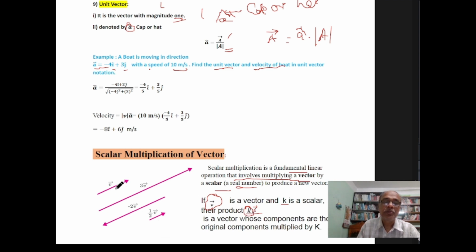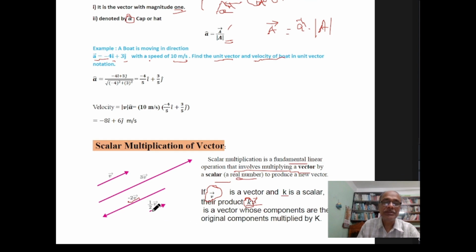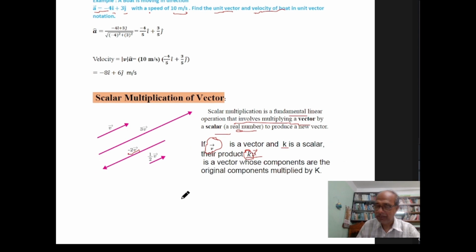If k is negative, the direction will be changed, otherwise it is the same direction. Here you see vector v and 3v: the magnitude will be increased by 3 but the direction is the same. If it is minus 2v, the magnitude will be increased by 2 but since it is minus 2, it will be in the opposite direction. And half v, the magnitude will be half, but it is kept in the same direction. Okay, thank you.